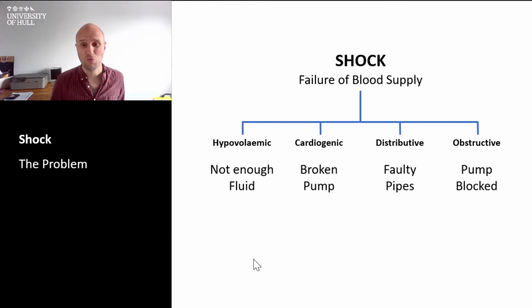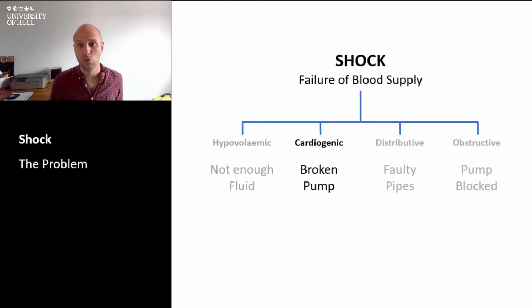You recall that we said shock is a failure of blood supply of all the good things that the tissues need, like oxygen and glucose and nutrients, and a failure to remove those toxins and waste products and carbon dioxide and all the rest of it from the tissues. And there are four main types. In this tutorial, we're going to be considering cardiogenic shock.